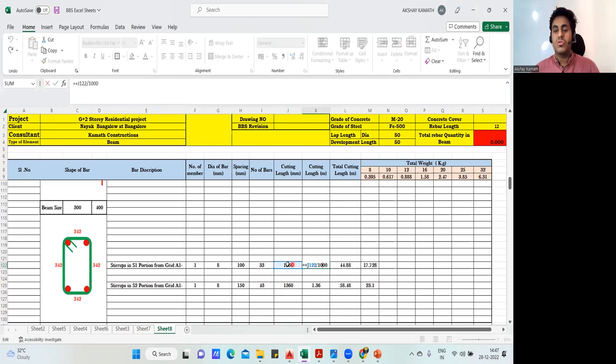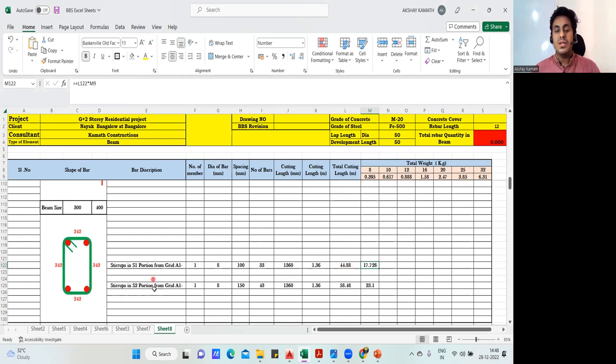Now I'll put this in meters. So 1360 divided by 1000 will give me 1.36 meter. The total cutting length of one stirrup multiplied by number of bar into number of member will give me the total cutting length. So 1.36 into 33 into 1 will give me 44.88 meter. This I need to put in weight. So I'm looking for 8 mm bar. 44.88 multiplied by the unit weight of 8 mm, which is 0.395, will give me 17.728 kg. Done.